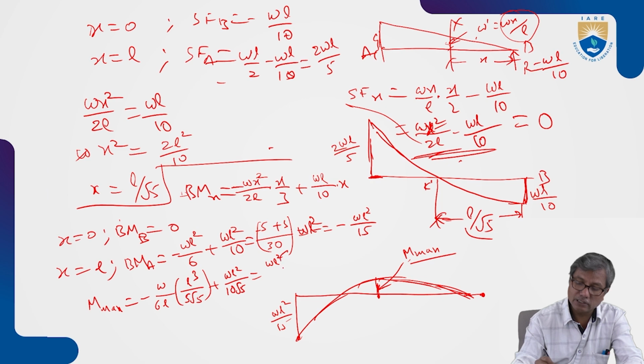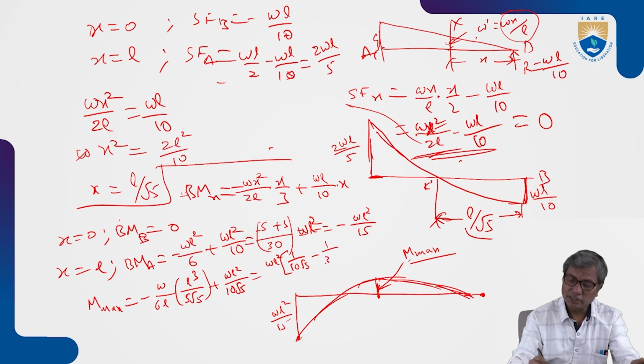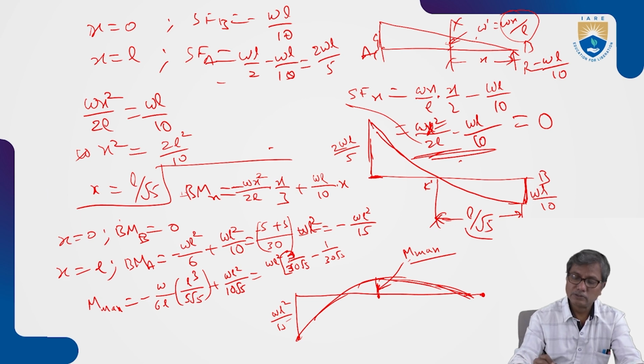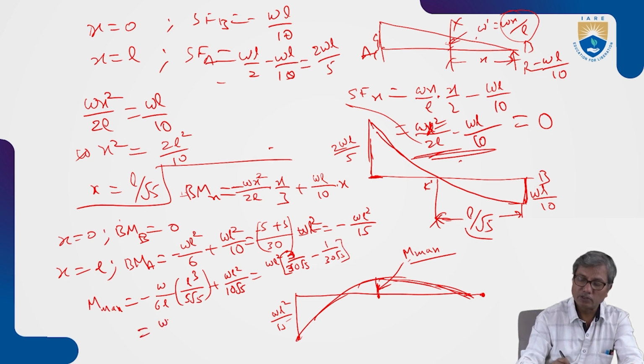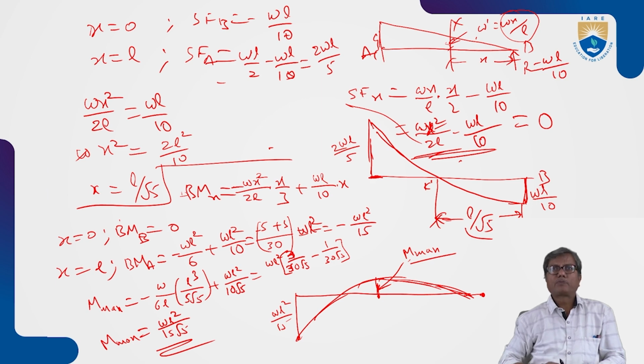WL square you can take common, 1 by 10 root 5 minus 1 by 30 root 5. So multiply and divide with 3. You will have 3 by 30 root 5, minus 1 by 30 root 5. So you will have WL square by 15 root 5 actually. That is the maximum bending moment. Okay. By substituting x equal to L by root 5.